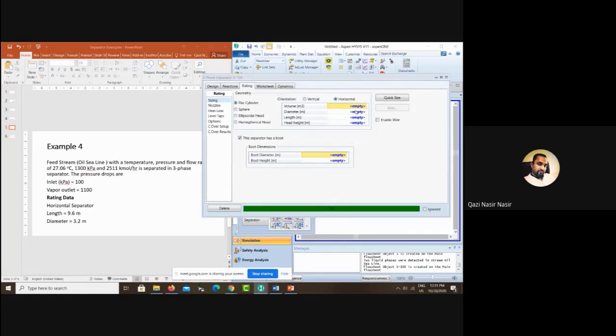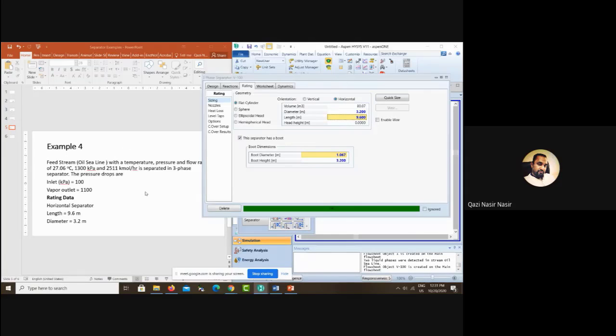So the length I have is 9.6 meter, and the diameter I have is 3.2 meter. Okay, so this is important, right? This is the information that we have for this particular separator. The separator is already converged, but we need to put in this information to let Hysys know the height, the length, and the diameter of the separator.